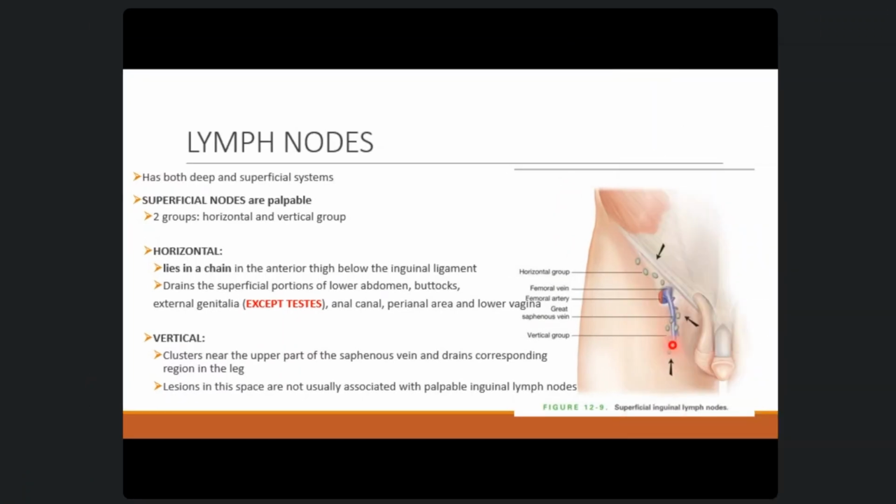So lesions in this space are not usually associated with palpable inguinal lymph node kasi you have your horizontal group naman sa taas. So why is it important to know the difference? So like the arteries, the veins, and the lymph nodes. Because the common concerns you get to see at the ER pertain to, for example, when you check for the lower extremities, so they might come in with an abdominal pain or back pain.